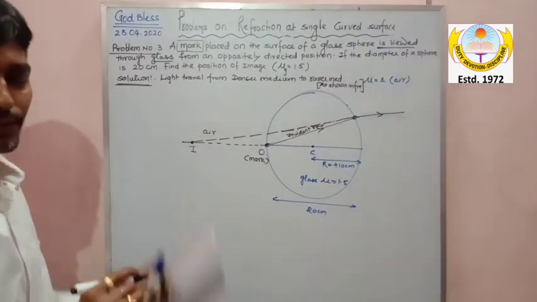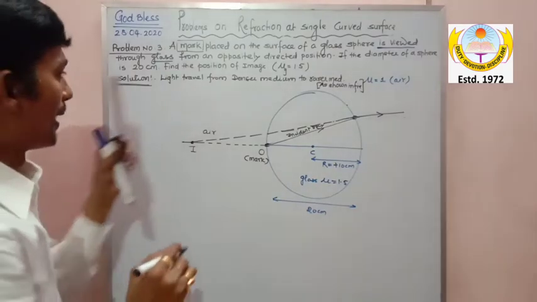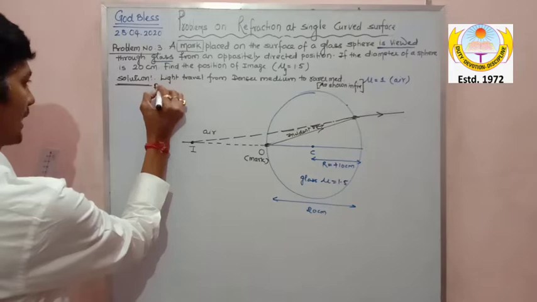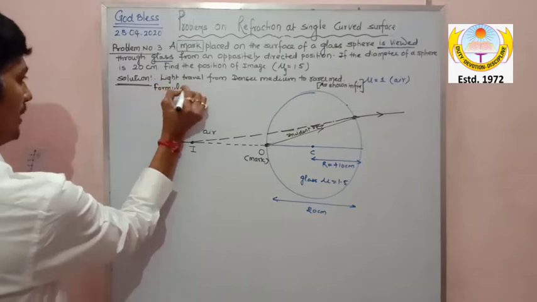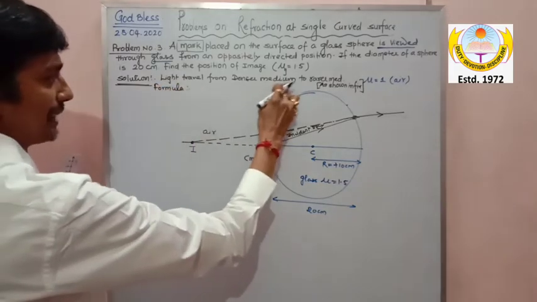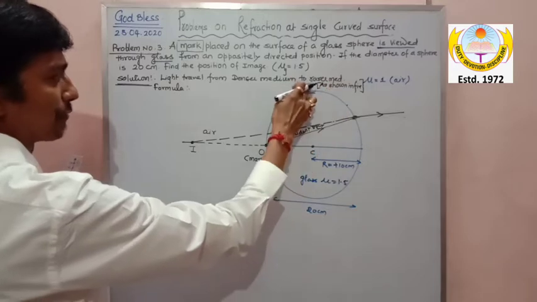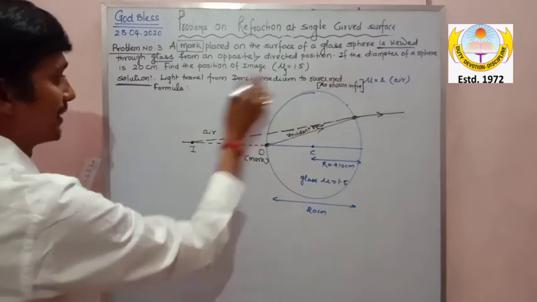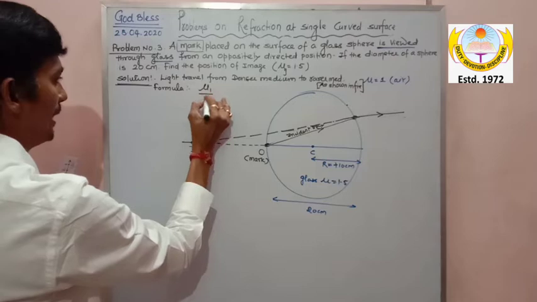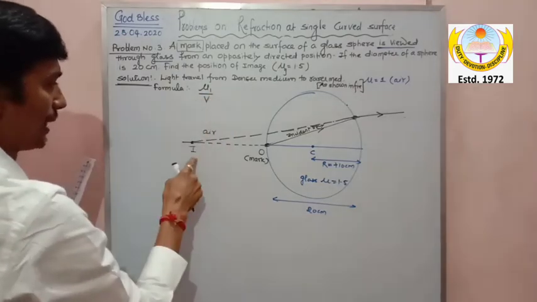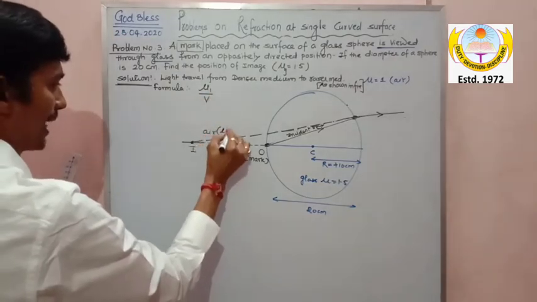Oh, beautiful. So now everybody understood. Then what will be the formula, sir? The formula will be: light travels from denser to rarer. So where is the image forming? Image is forming in rarer. So it will be mu1 by v, because the image is forming in the rarer medium where the refractive index is mu1.